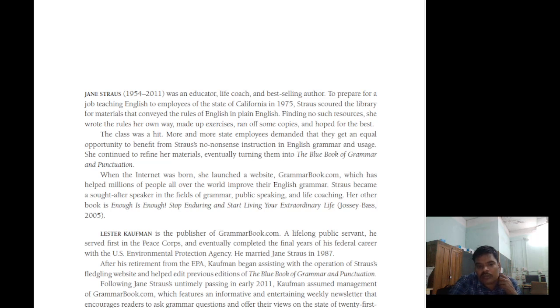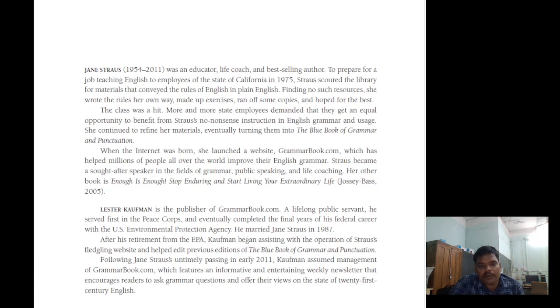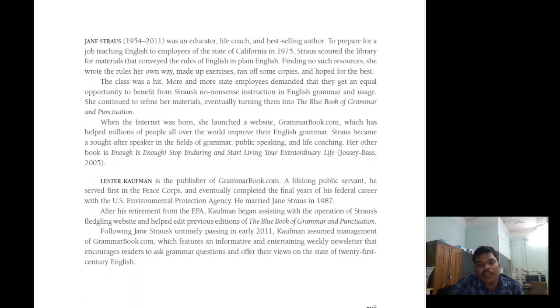Her other book is Enough: Stop Enduring and Start Living Your Extraordinary Life. Lester Coffin is the publisher of GrammarBook.com, a lifelong public servant. He served first in the Peace Corps and eventually completed the final year of his federal career with the U.S. Environmental Protection Agency. He married Jane Strauss in 1987.